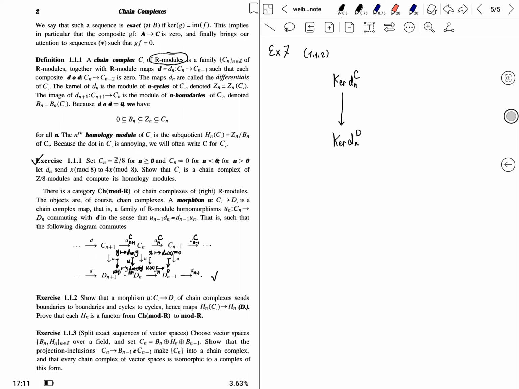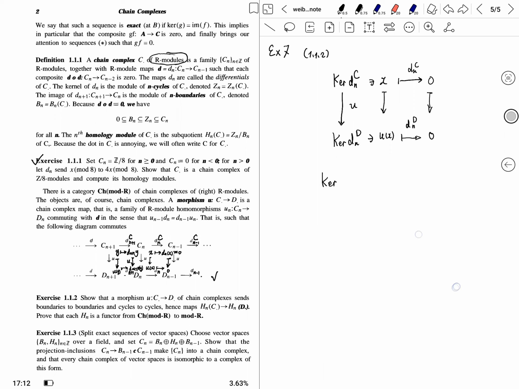The map is given by u, because if you have an element x in the kernel of Dn^C, then this is mapped to u of x. Obviously this is in the kernel of Dn^D, because by the commutative diagram, under Dn^C this is mapped to 0, and so the commutative diagram tells you that under Dn^D, u x is mapped to 0. Okay, so now you have this map from the kernel of Dn^C to the kernel of Dn^D.